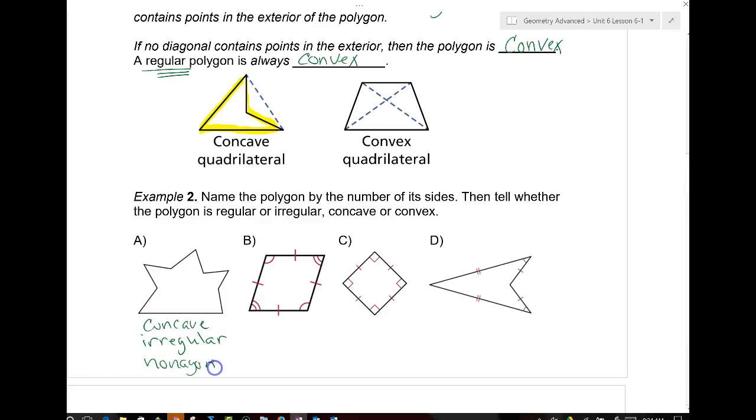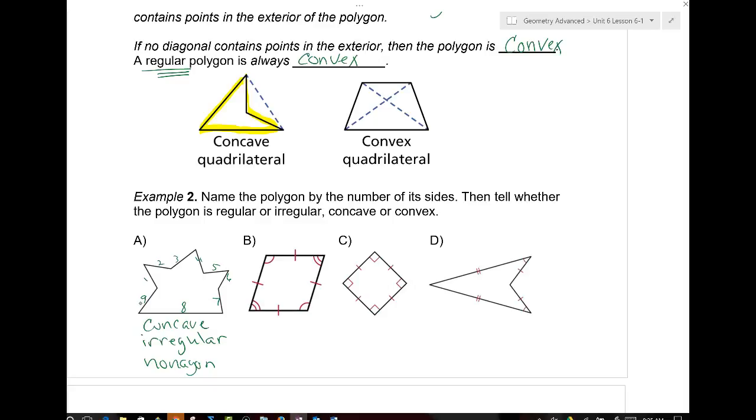And I don't know about you, but when I do something like this, I actually physically have to write it, or I'm a really bad person for teaching math. Counting, I miss numbers all the time. Don't know why. So, concave, irregular, nonagon. Make sense?